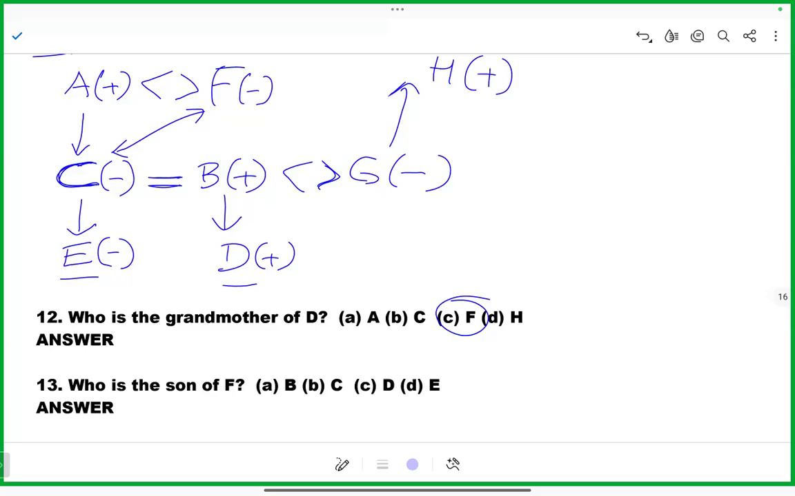They are all siblings. These two are siblings. So who is the son of F?